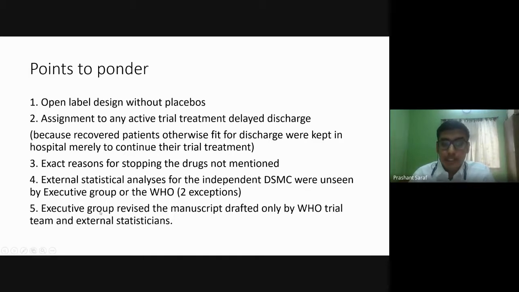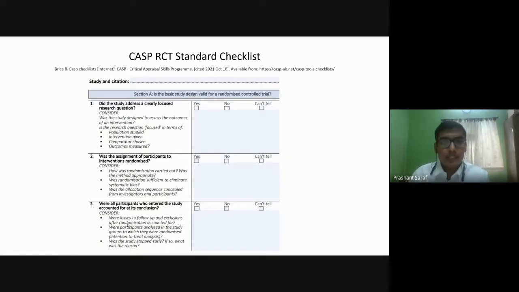And apart from it, the executive group revised the manuscript that was published, and it was drafted only by the WHO trial team and the external statisticians. So now, as we have seen the article, coming to the quick check of the RCT, the CASP RCT checklist.